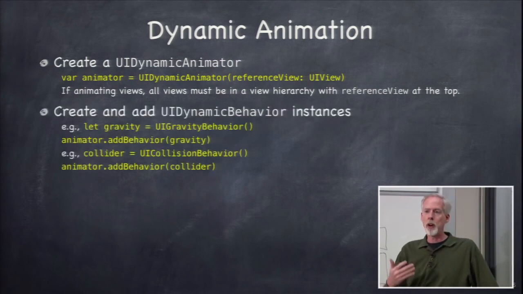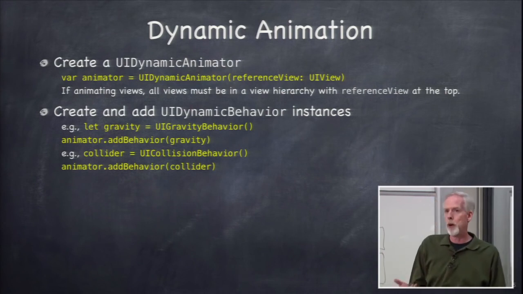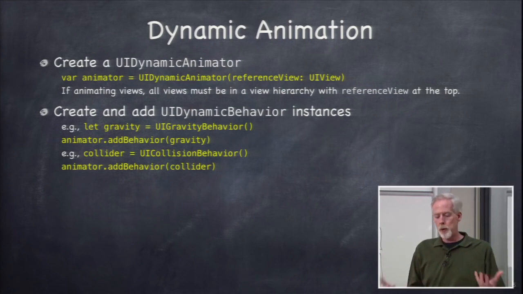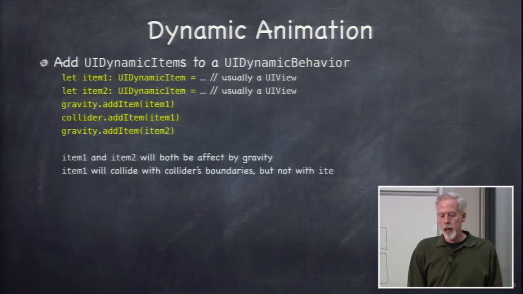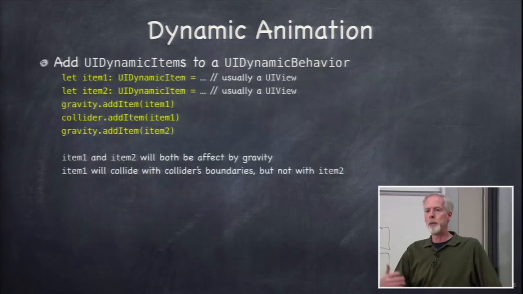The behaviors are these concrete subclasses of UIDynamicBehavior. So there's UIGravityBehavior. You just say UIGravityBehavior, it's init, takes no arguments. And then collision behavior. I'm going to talk about all these behaviors you can do. And you just add them with the method addBehavior to your animator. Simple as that. And then you add the dynamic items, which are going to be UIViews.